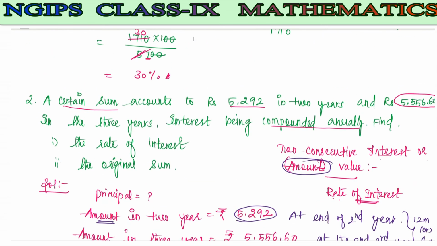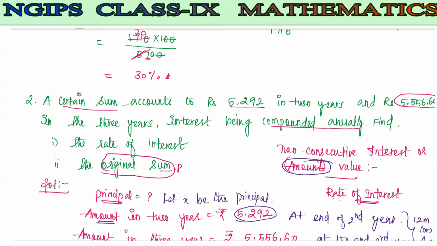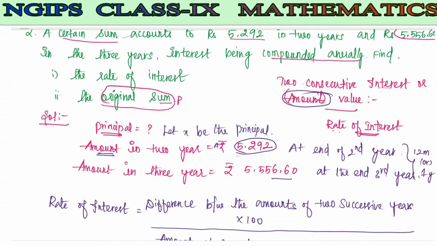Now here we have the second sub question. We need to find the original sum. The original sum is nothing but the principal. Here the principal is unknown, so I can take it as the principal is equal to x. Let x be the principal. So this is the amount in 2 years. It means that at the end of the second year the amount is this value, 5292. It helps to find out the principal now.